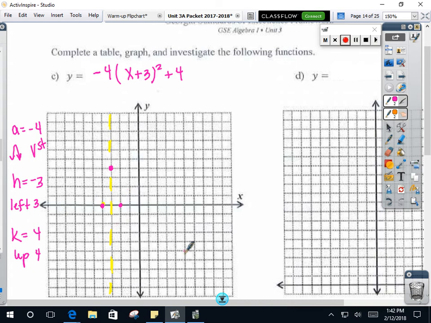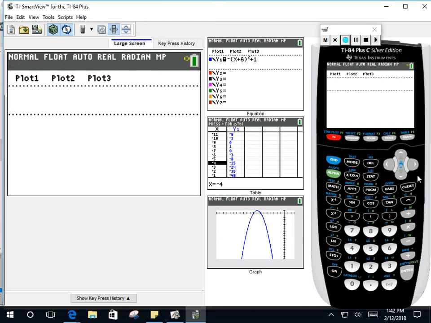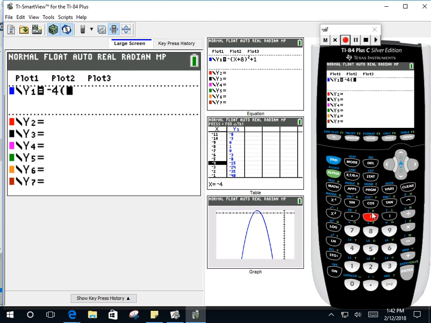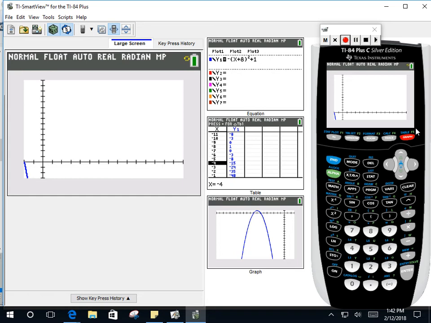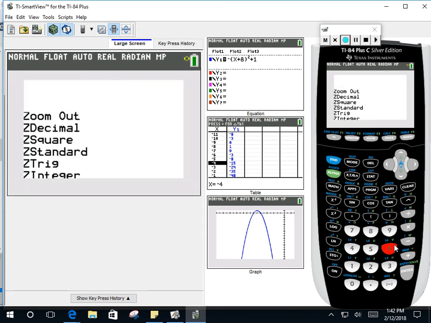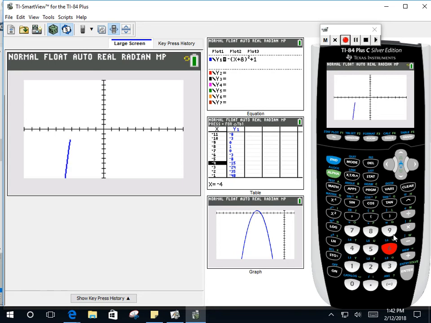Now to find some other points, put in your calculator and go to the table. So y equals negative 4, parenthesis, x plus 3, squared plus 4. Okay, I need to go back to my standard window because I've messed mine up from looking at graphs earlier. To go back to the standard window, I hit zoom 6. Okay, I see that the vertex shifted left 3 and up 4 like we said. It goes down and then it crosses the x-axis at negative 2, 0 and at negative 4, 0.